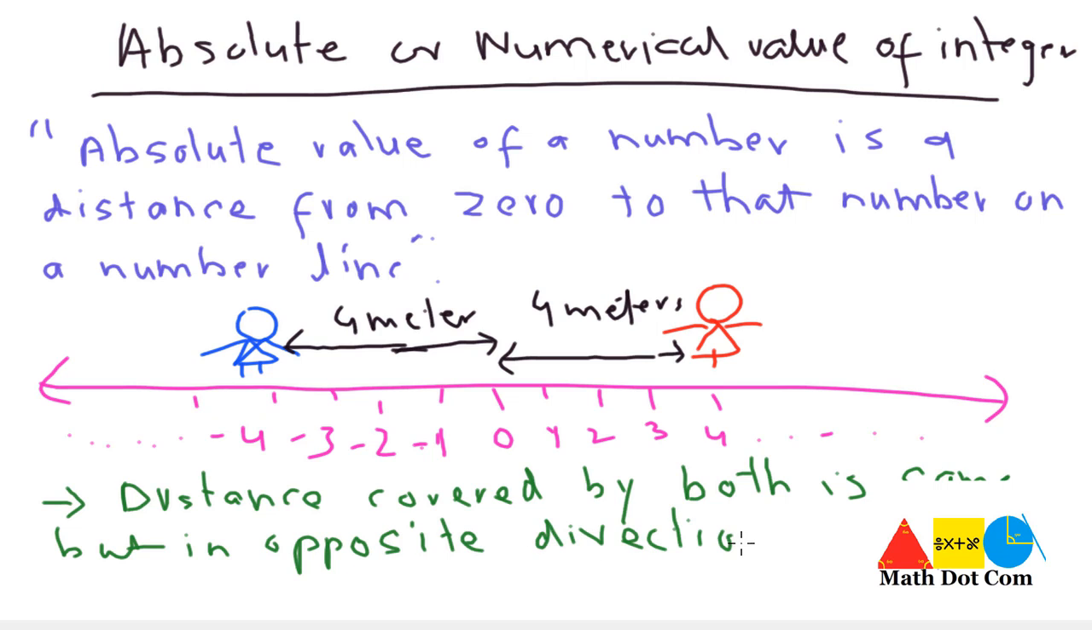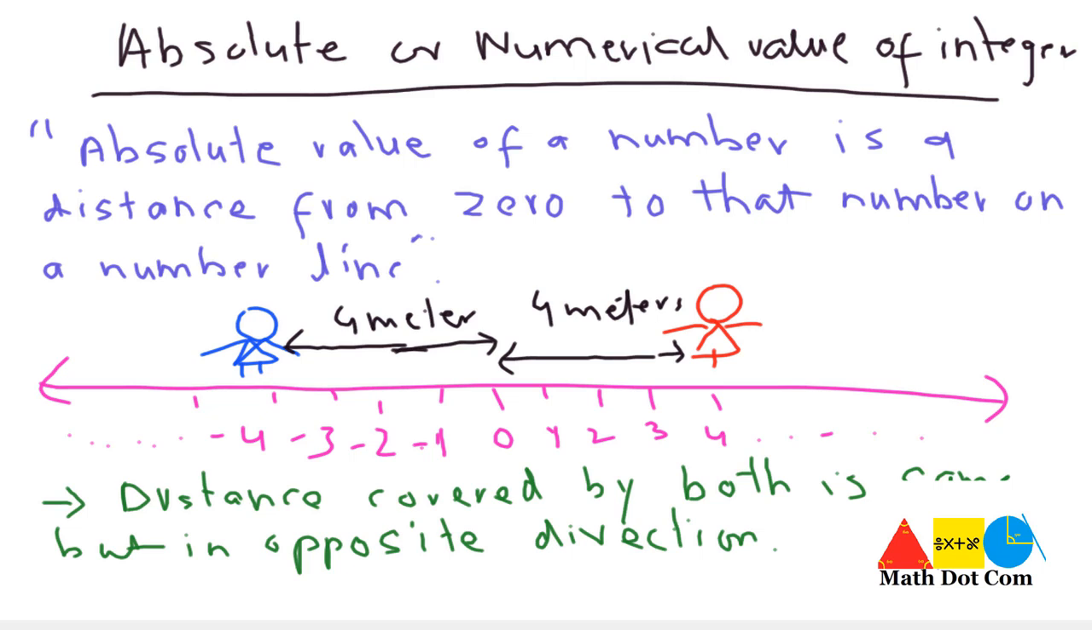It means their magnitude is the same, but their direction is opposite, right? It means that the person in blue has also covered 4 meters, but in the direction opposite to the person in red, who has also covered a distance of 4 meters.